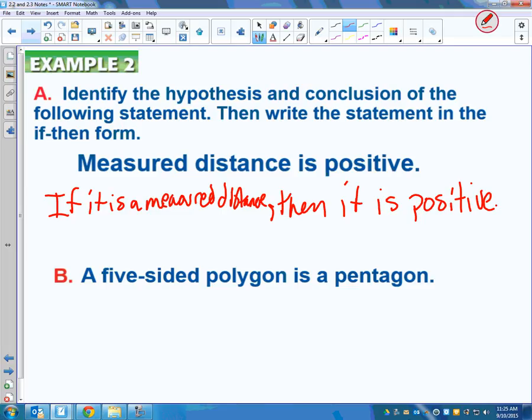And so if you write it in that format, then it's easy to say. You can just underline it and say hypothesis, or I really like Grace's P, then Q is the conclusion. How about a five-sided polygon is a pentagon? That's very true. I put if it's a five-sided polygon, then it is a pentagon. That works.